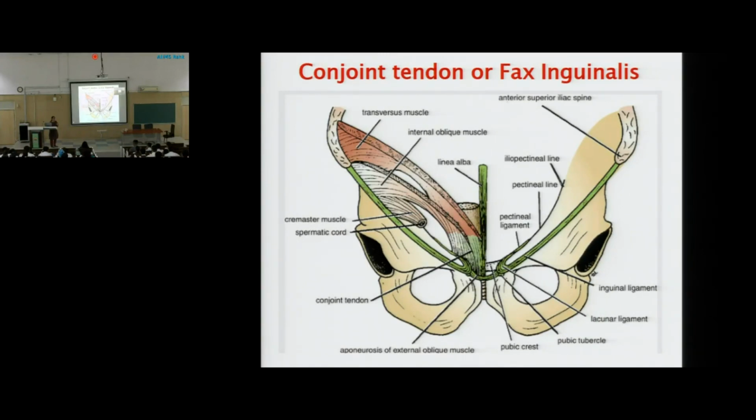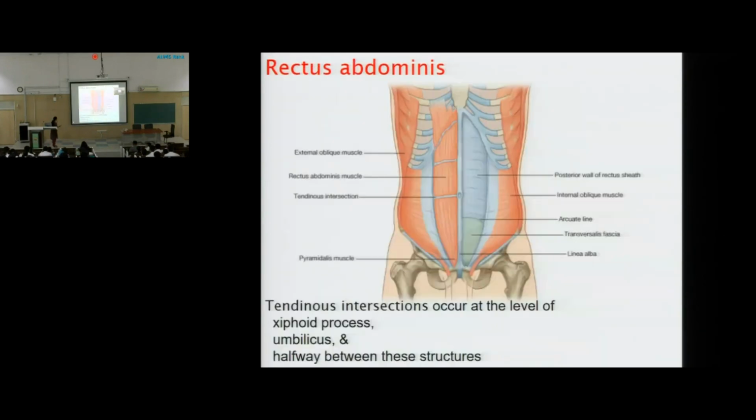Yes, कितना yes? सिर्फ एक ही yes है या और भी है? इसको समझ नहीं आया. External oblique aponeurosis. Let me see. I have another diagram in this.